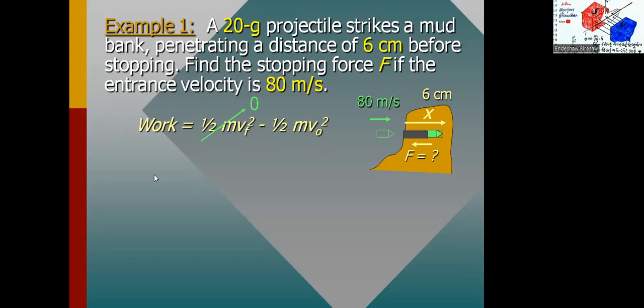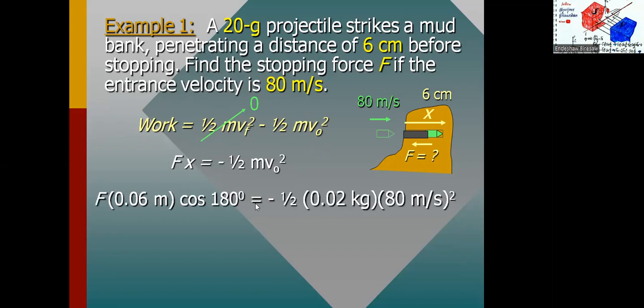The final velocity is 0, since there is a concept of stopping. Therefore, this expression is 0. Finally, the work done is also equal to force times x, and also equal to minus one half of m v naught squared.